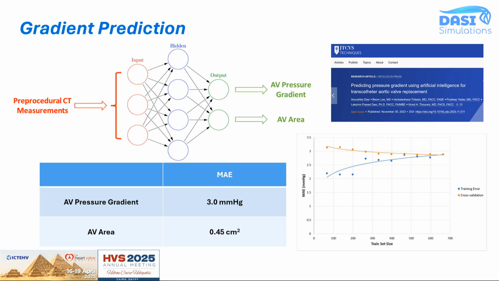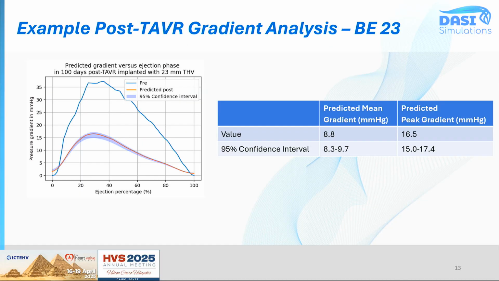Another feature that we do have, I could keep going on, is a gradient prediction. So we use pre-procedural data to then evaluate what the post-procedural gradients would look like for different types of valves. This is still being validated. We had some work published back in 2023 on this, but this is what the final report would look like, and we are still in the process of validating this model.